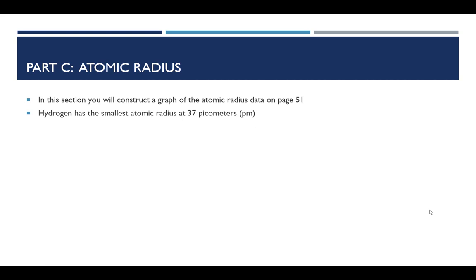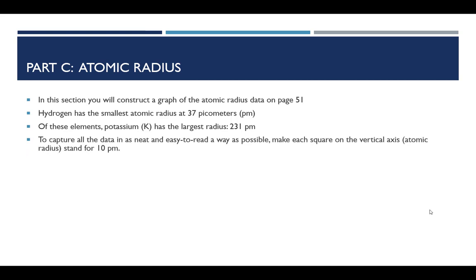Now, in constructing this graph, we need to know the extreme values. That is, what is the lowest atomic radius and what's the largest atomic radius. We need that information to figure out how we're going to scale our graph. So hydrogen has the smallest atomic radius, and that's 37 picometers. And then of the elements that are listed on page 51, you'll see that potassium has the largest radius at 231 picometers. So we want to be able to capture all of that information on a graph, and we also want the graph to be easy to read without any of the points being compressed.